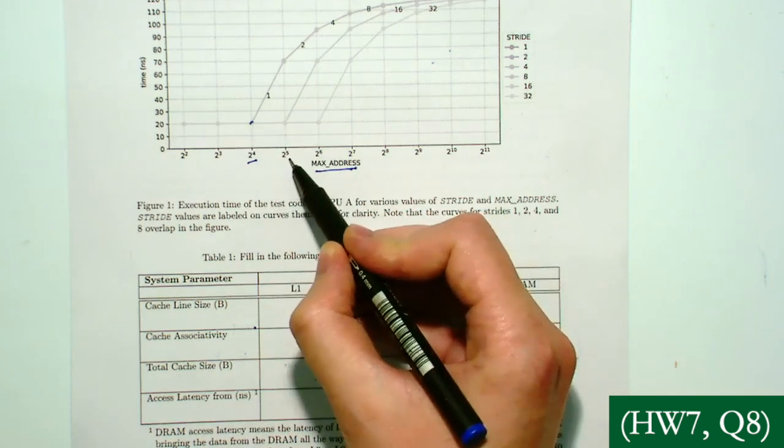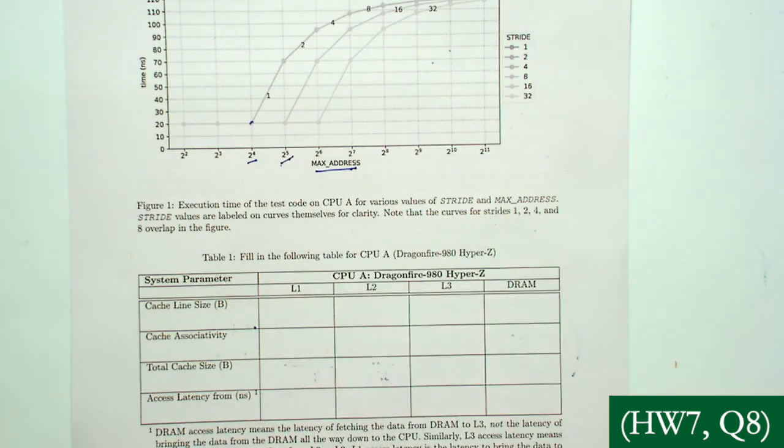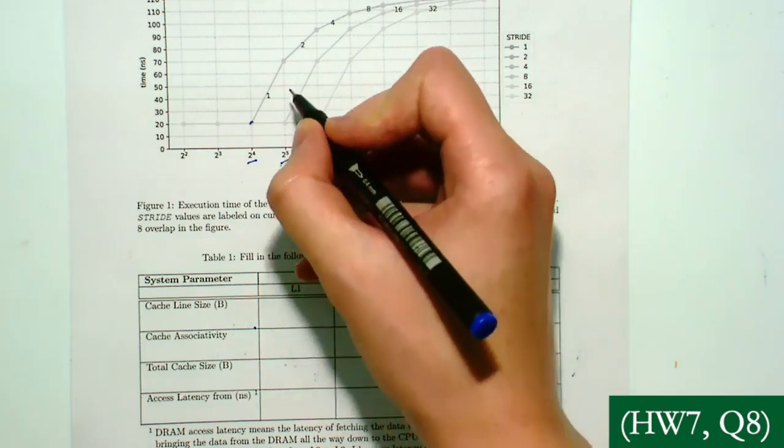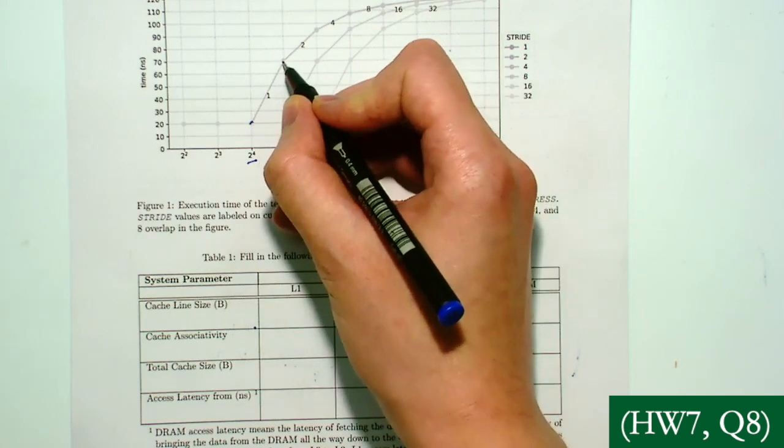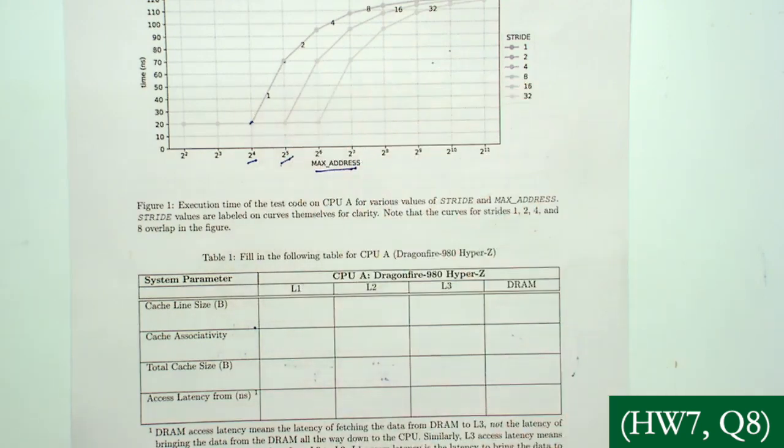But once we get to 32 bytes, we start seeing cache misses, so the latency increases here when the stride is one. So this means that we are touching 2 times more cache lines than can fit in the L1 cache. Is this clear?